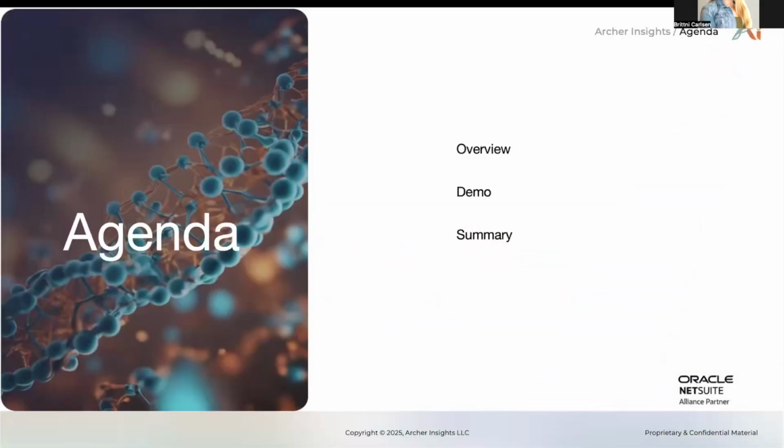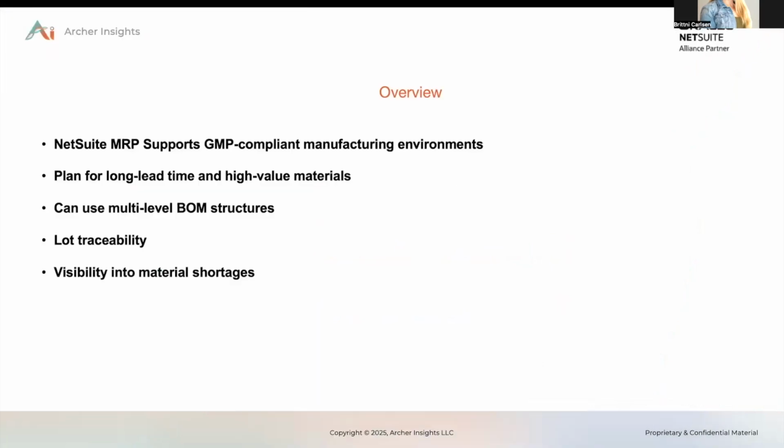Hello. Today I'll show you how NetSuite's MRP engine supports life sciences verticals such as RNA manufacturing, including raw material planning for nucleotides and enzymes, lot-controlled production, expiration management, and visibility into shortages before they impact batch production.